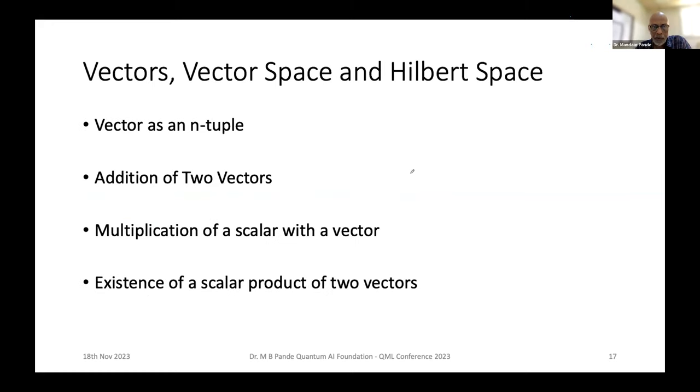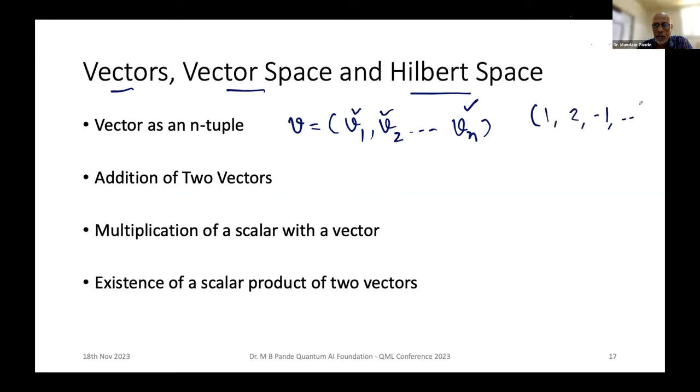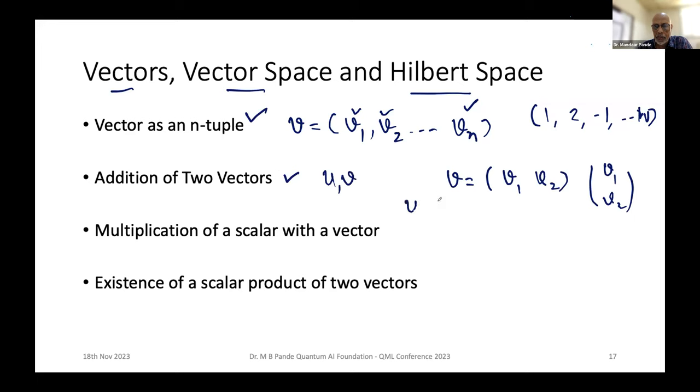The second very important concept is vectors, vector spaces, and the Hilbert space. A vector in general, if you talk about a vector V, you can write V1, V2, up to Vn, where each of these is a normal real number. Let's say V equal to 1, 2, minus 1, 10. This could be a vector. When you talk about quantum computing, because you're going to talk about two-level systems, a vector will essentially contain only two elements, V1 and V2. I can represent this either as a column vector or as a row vector. So that is the first part, that we talk about a vector as a tuple. And the second is that you can add two vectors. So if U and V are two vectors, then U plus V equals W.